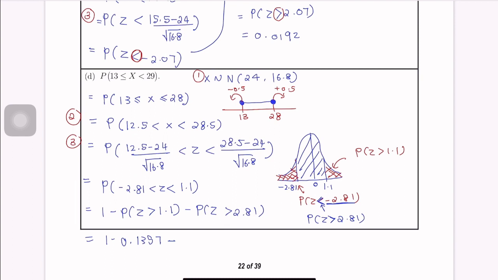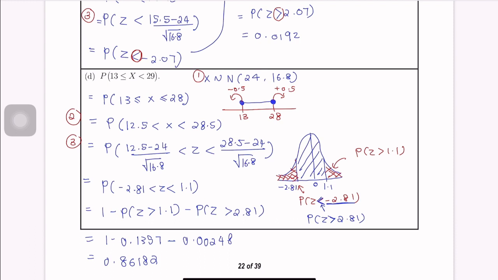0.00248. So minus 0.00248. Then we'll get the answer 0.86182. Okay, so that is how we change from binomial to normal by using normal approximation.